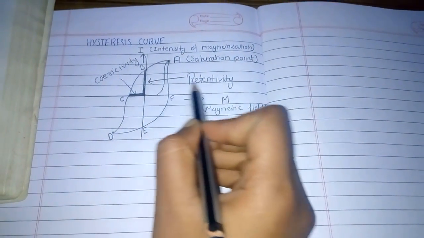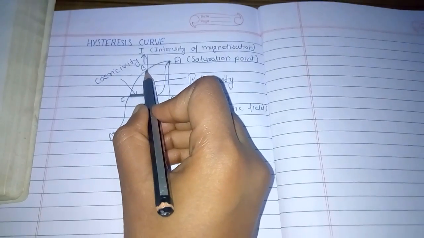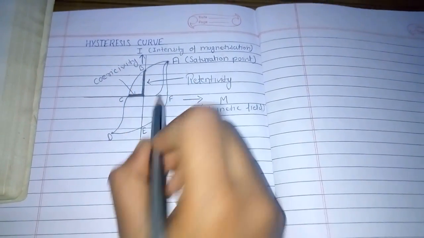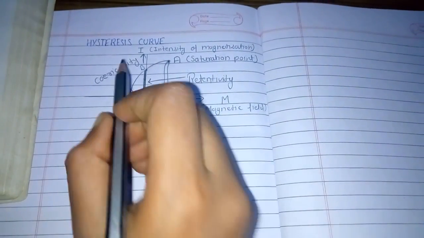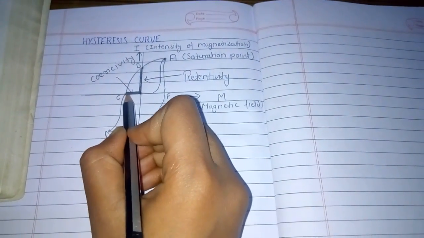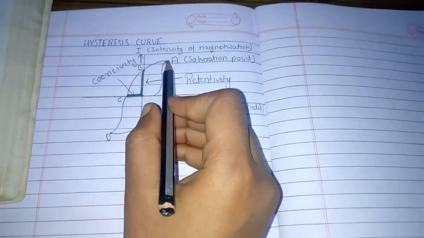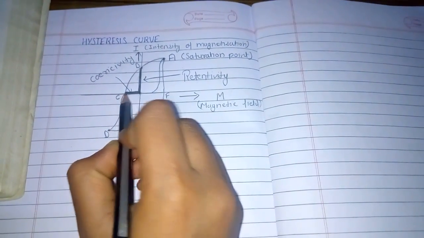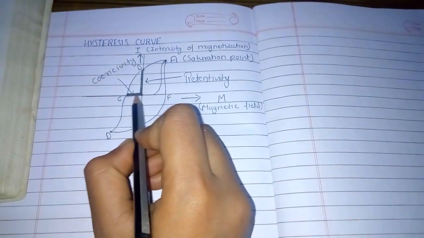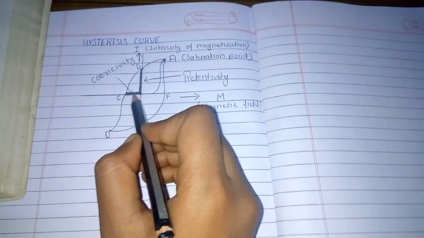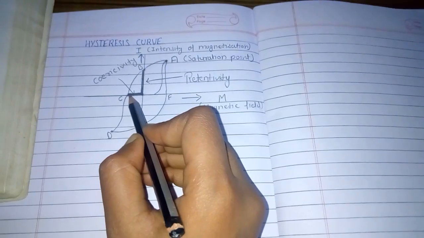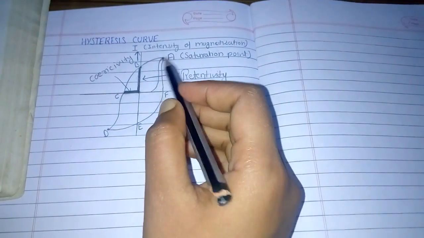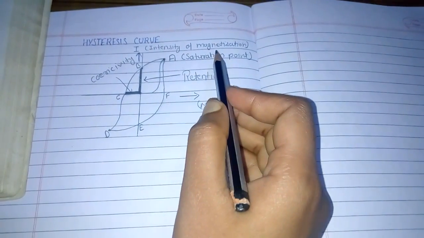After that, when we decrease the intensity of magnetization in the reverse direction, the magnetic field also decreases in the reverse direction, but at a certain point the intensity of magnetization becomes zero, but there is some value of magnetic field. This value is known as coercivity.